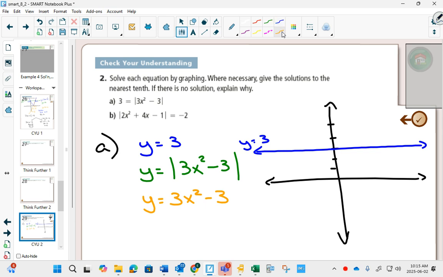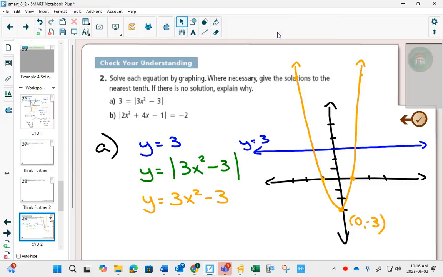The orange graph is not hard because it's a parabola in vertex form. Can you see that your vertex is going to be at 0, -3? And having an A value of 3 means you go over 1, up 3, over 1, up 3, then over 1, up 9, over 1, up 9. It's a good review of graphing parabolas as we get ready for our exam.